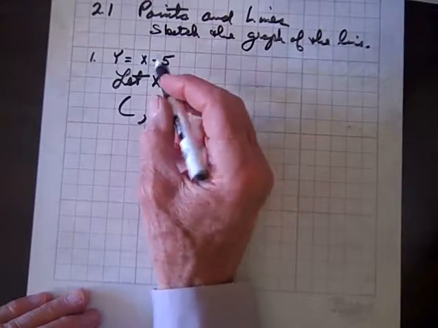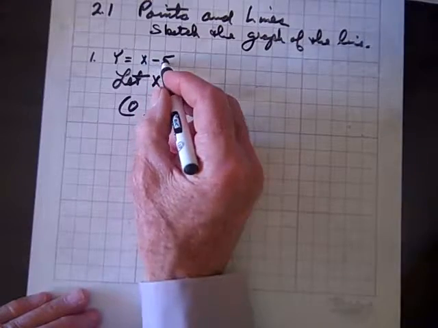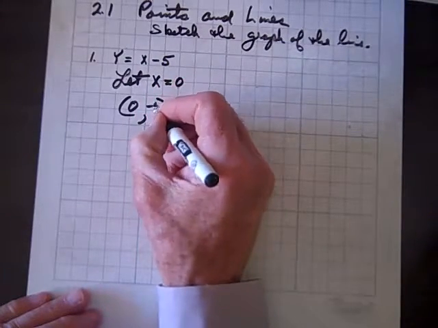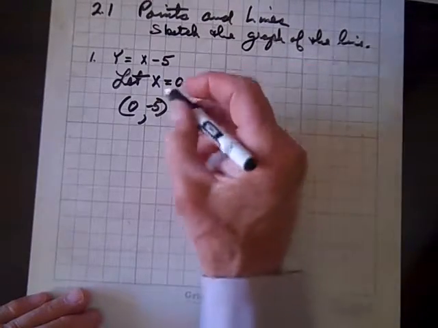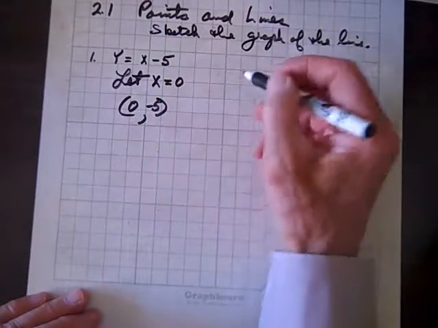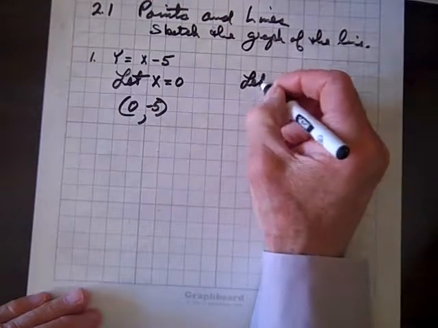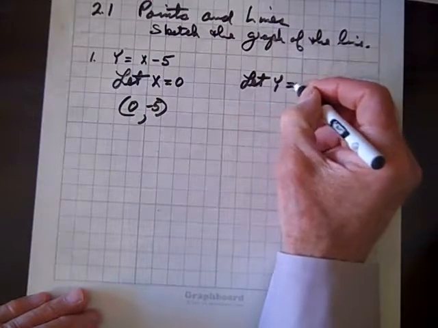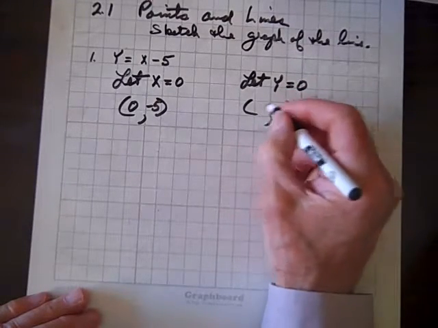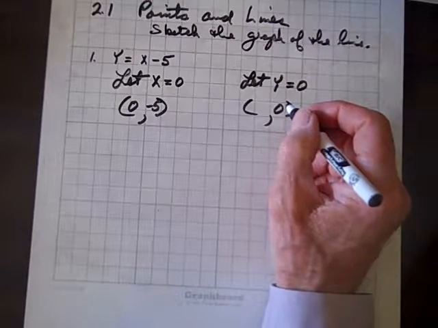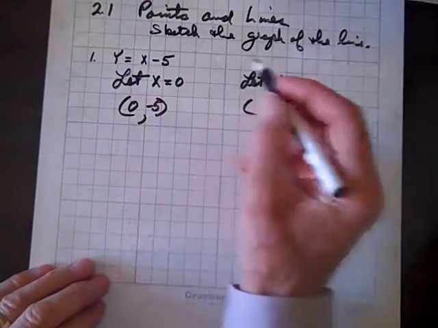corresponding point. Will you agree if x equals 0, then replacing x with 0, y equals -5, and we have one of our points. This will be the y-intercept. To find the x-intercept, we'll let y equal 0. So y equals 0, and now we have to find the value of x that'll make that true.